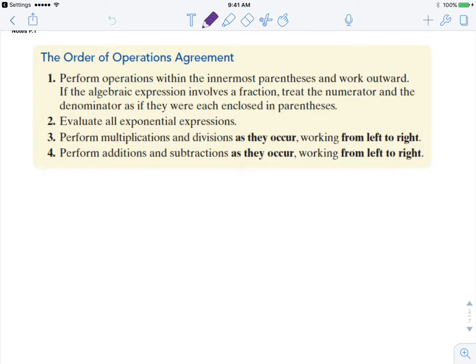Step 2 would be to work with your exponents, your exponential expressions, so that's your E. Then step 3 is to work with multiplication and division from left to right. And then step 4, addition and subtraction, again, left to right.